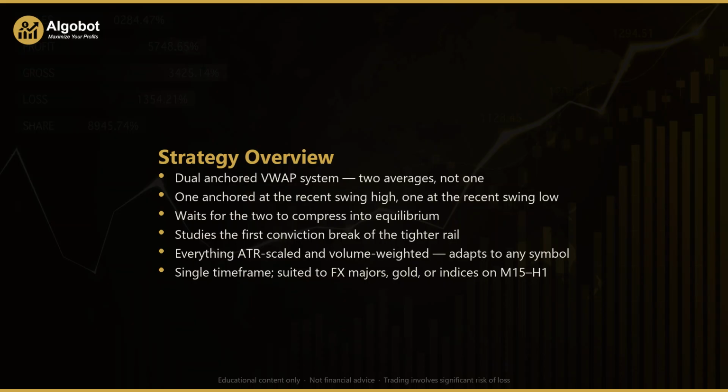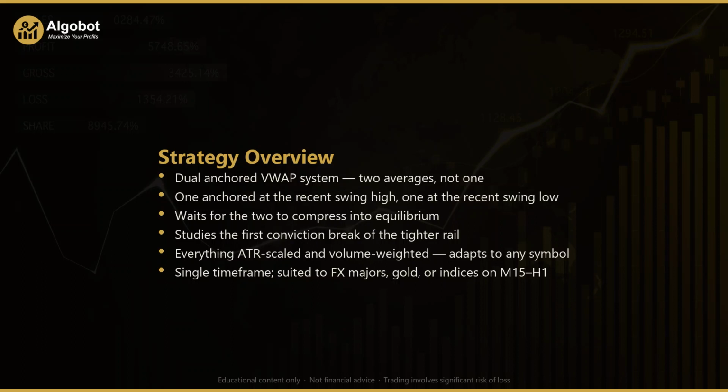The first line is anchored at the most recent swing high inside a look-back window of 60 bars. It represents the average price paid by everyone who bought since that recent top. The second line is anchored at the most recent swing low in the same window, and it represents the average price of everyone who bought since that recent bottom. Both lines are weighted by tick volume, so heavier trading bars carry more influence.